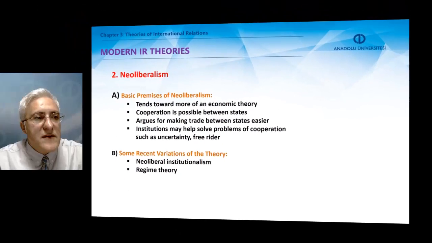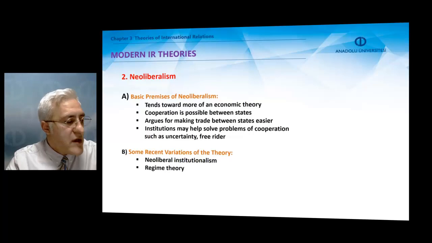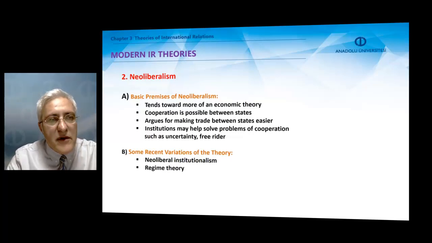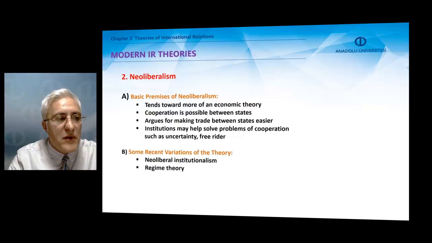Let's look at neoliberalism. The basic premises of neoliberalism is given in your book, and the neoliberals, in fact, tend to look at international issues from an economic point of view. They say cooperation is possible between states, and they argue for making trade between states easier. Institutions might help in this process, they would say, and they solve the problems of cooperation, such as uncertainty and the free rider problem. And some most recent variations of the theory are neoliberal institutionalism and regime theory.